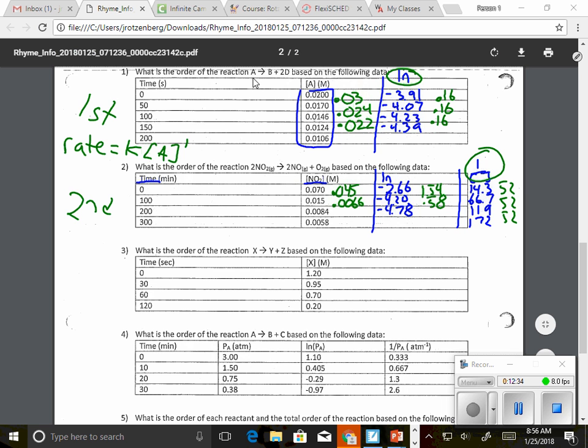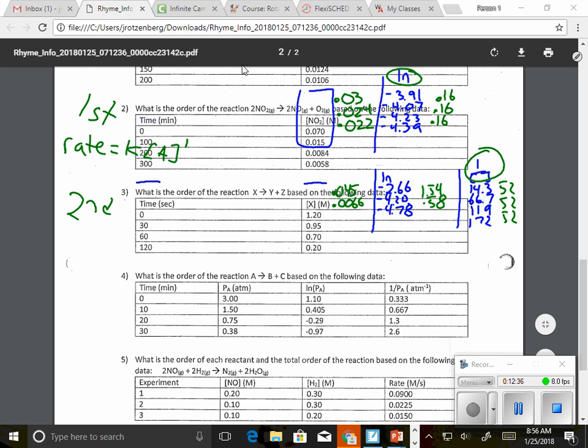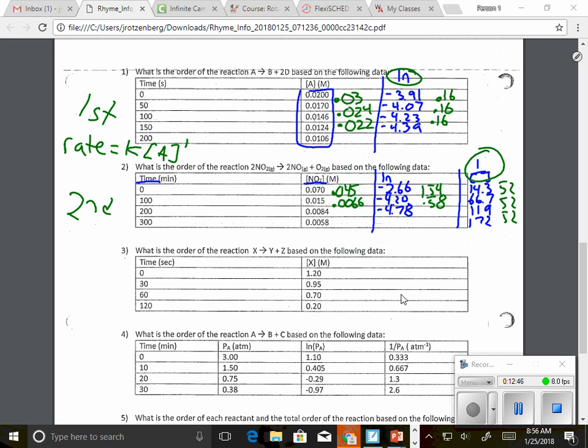What I'd like to do is give you a minute to do questions 3 and 4. Now, number 4 gives you pressure, but notice how I'm giving you the pressure, the natural log of the pressure, and 1 over pressure right away, so no math is required. So why don't you guys right now, and I'll pause the recording for the next day's students, try to do 3 and 4 right now, determining the order of reaction by figuring out, is the change linear over time?